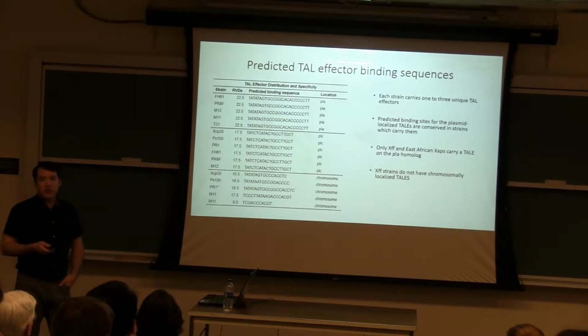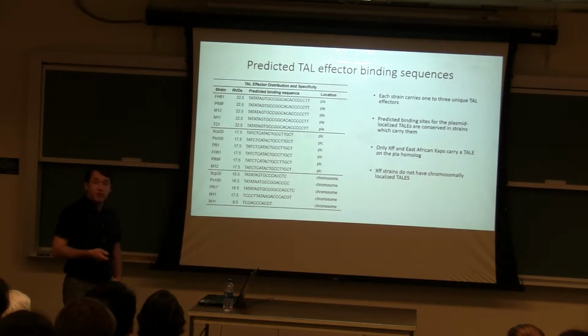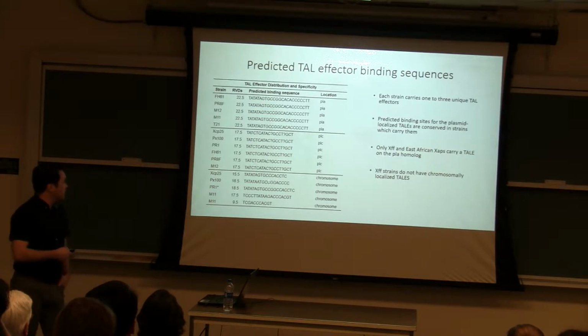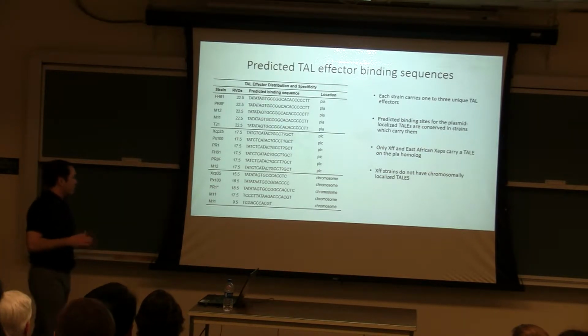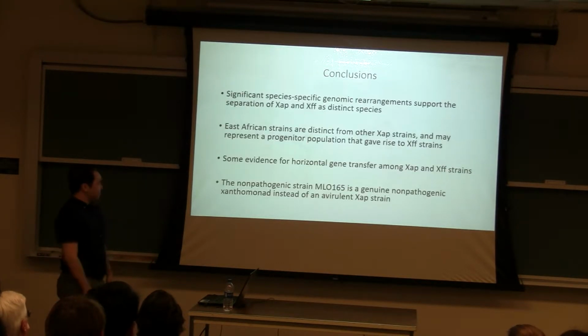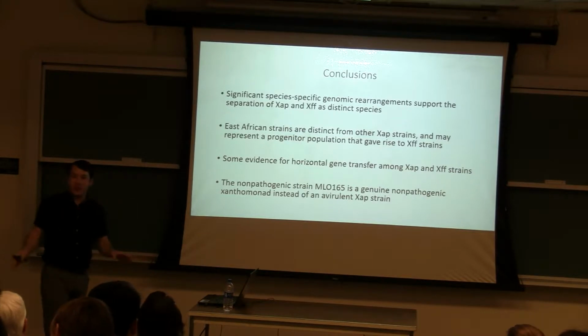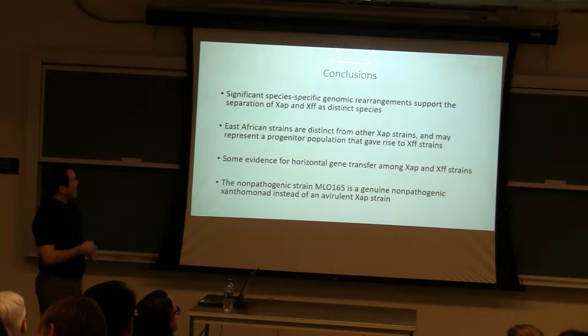There are also several TAL effectors on the chromosomes of globally predominant strains, but these all have different predicted binding sites, and then one of them, at least PR1, is probably not functional due to a frame shift. Okay, so there's a lot of genomics coming at you real fast, so thank you for sticking with me.